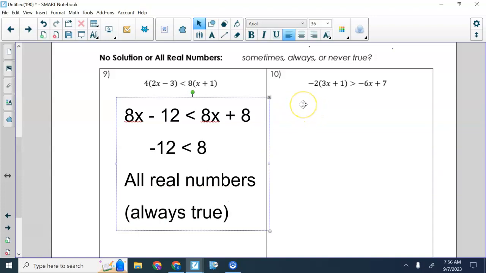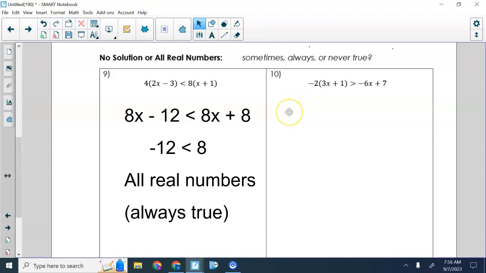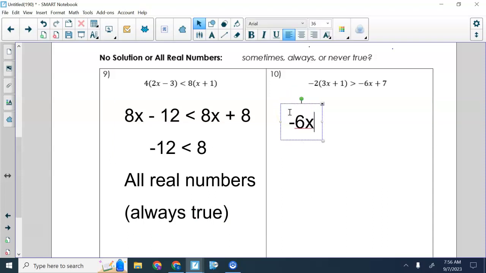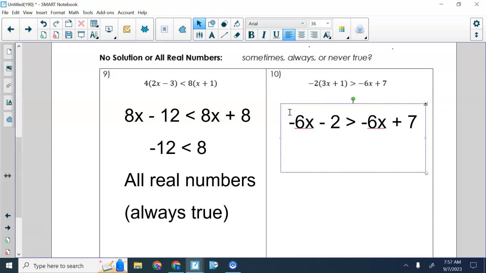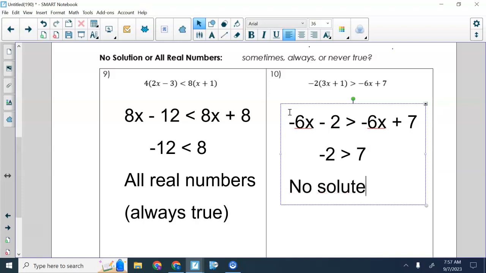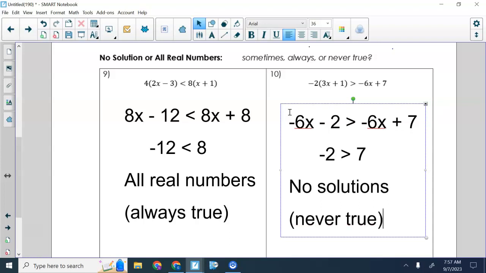All right, number 10, if we set that one up, distribute that negative 2 through. So we get negative 6x minus 2 is greater than negative 6x plus 7. And then we move the 6x's to the other side, and it ends up canceling out. So you get negative 2 is greater than 7. Is negative 2 greater than 7? No. So we say no solutions. There's no number I could put in for x to make this work. This will be never true. Okay?